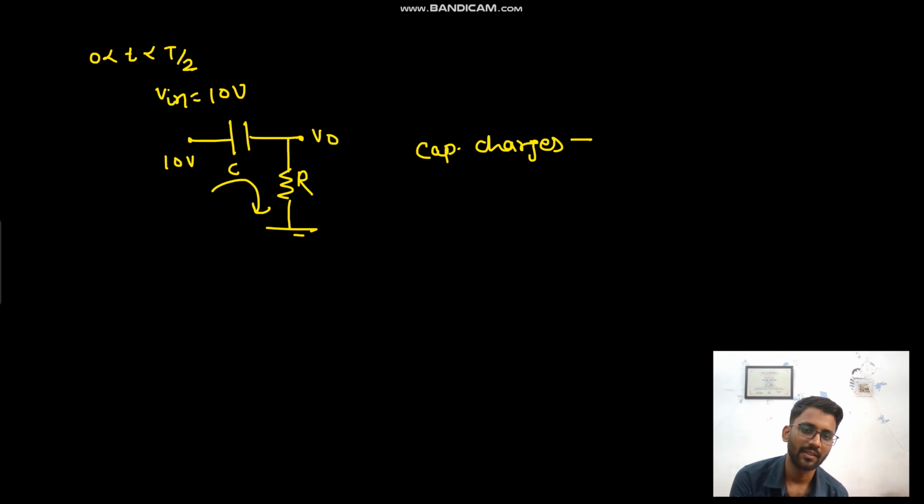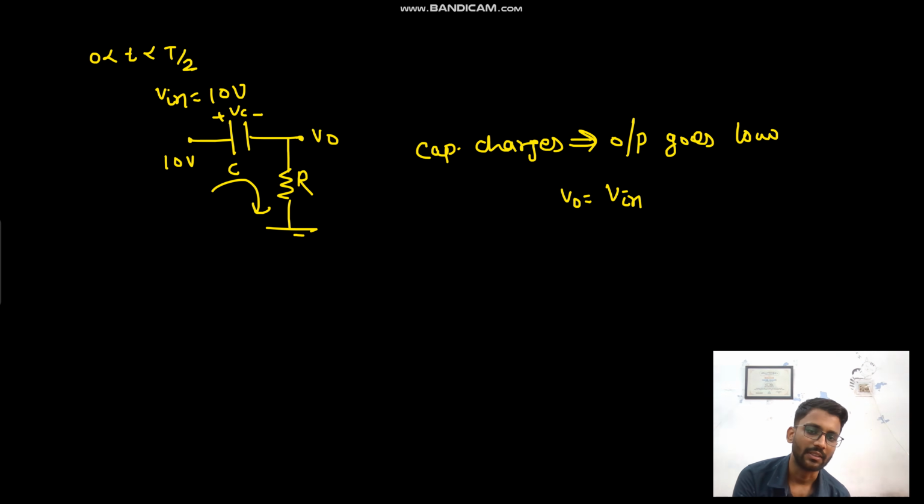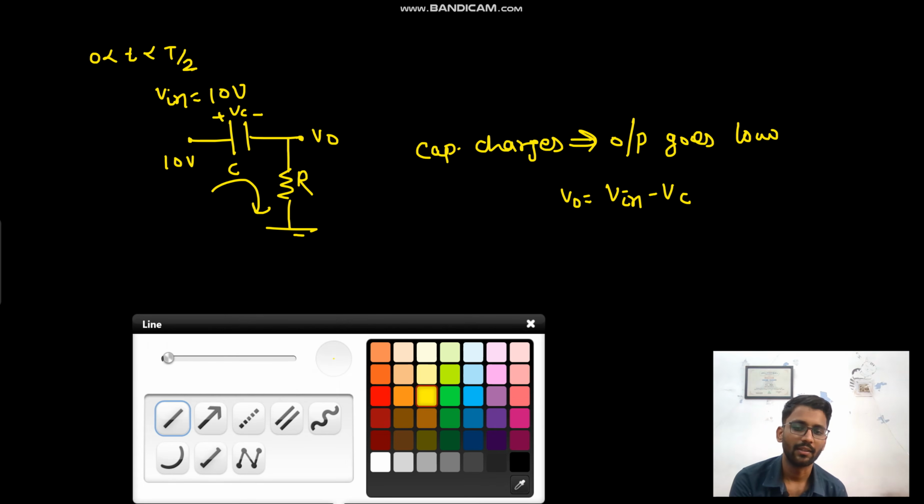If the capacitor charges, that means your output goes low. Why so? This is VC, your output V naught is V in minus VC, right? If VC is getting charged, the output is going low, right?